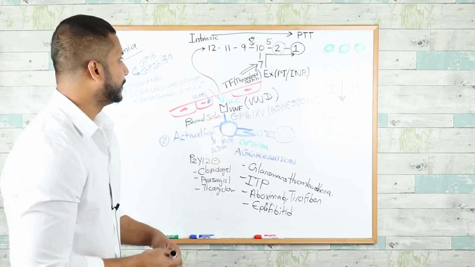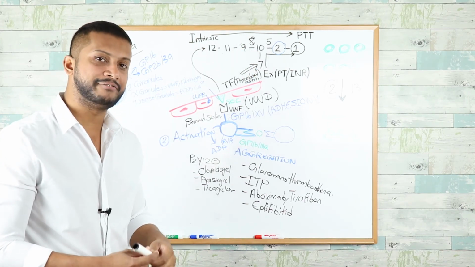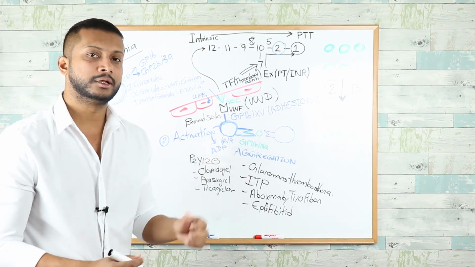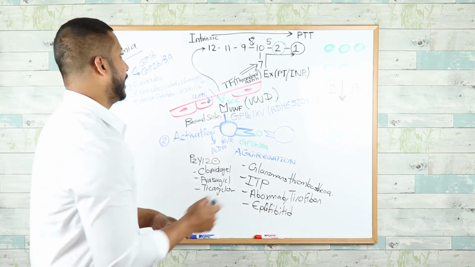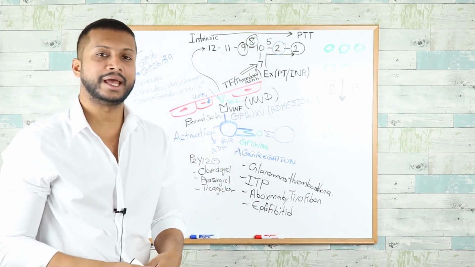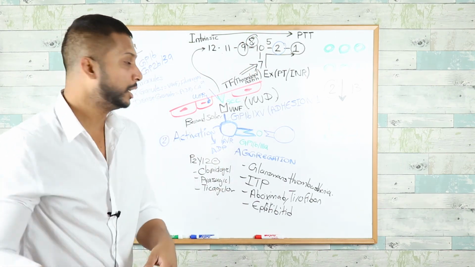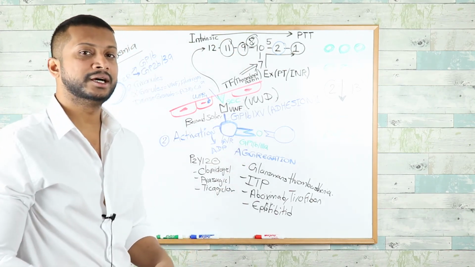So when you think about it here, I want you to focus on factor 8. If you do not have factor 8, what condition would you get? You would get something known as hemophilia A. Very good. And if you do not have factor 9, what condition would you get? You would get hemophilia B. If you do not have factor 11, you would get hemophilia C.